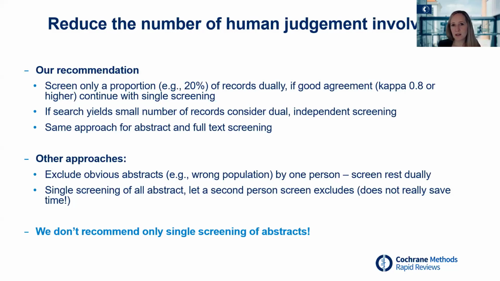And probably the risk of missing an important study is low. And you could then screen dually the rest of the abstracts. You could also do single screening of all abstracts and let a second person check all the excludes. But this in real life actually is not really a good time saver. So we as a Cochrane Rapid Review Methods group do not specifically recommend this approach.